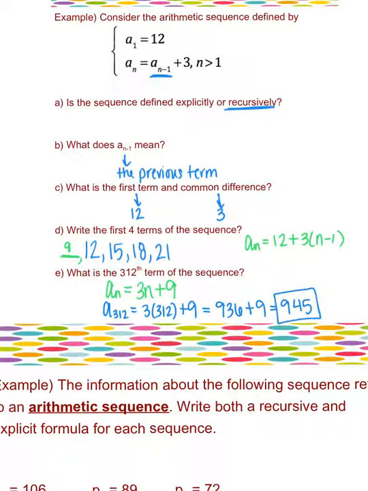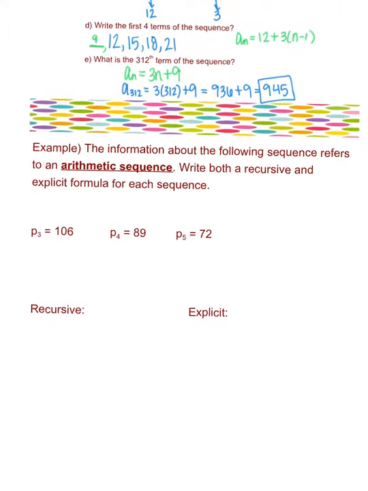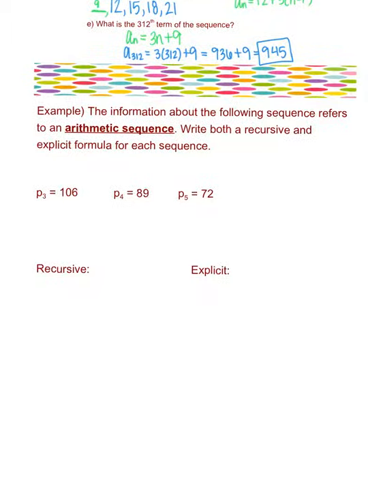So there we go. All right, so let's take a look at this next example. The information about the following sequence refers to an arithmetic sequence. Write both the recursive and explicit formula for the sequence. So here I have p sub 3 equals 106, p sub 4 equals 89, and p sub 5 is equal to 72. So they've given me 3 terms, but just not starting with the first one.